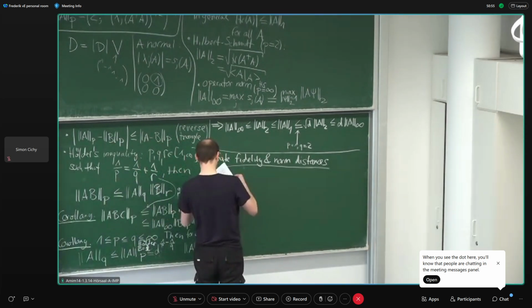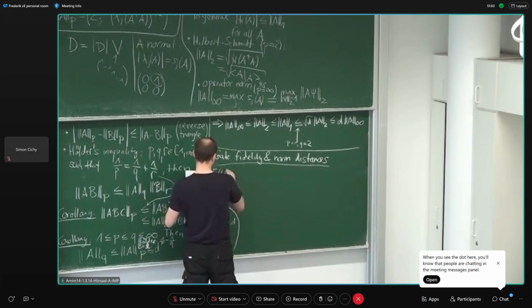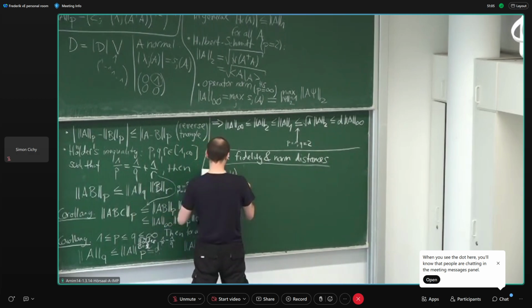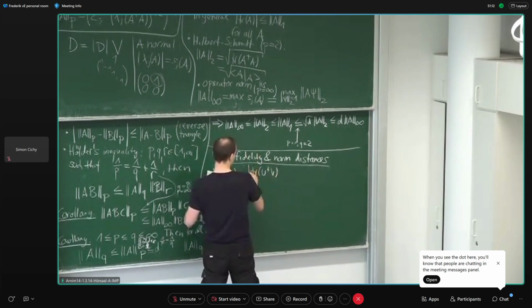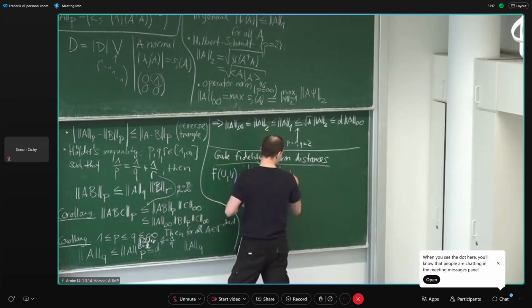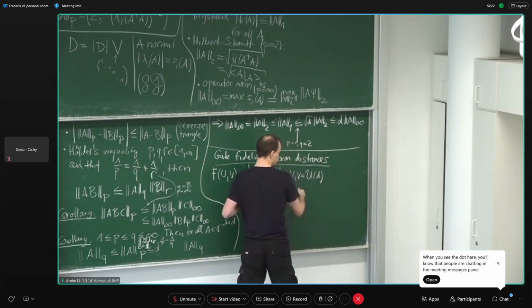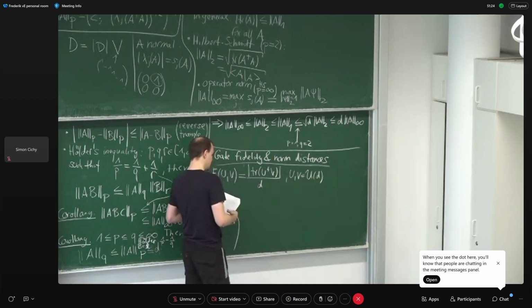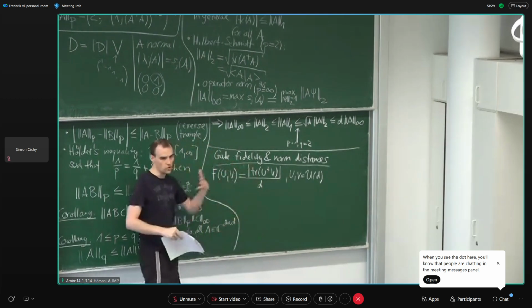Otherwise, I would move on to this thing right here. As I said, something that most of you will be familiar with is the gate fidelity. So we are given 2 unitary matrices, d times d unitary matrices. And you look at the overlap of the two in terms of the trace, and you divide by d to normalize.